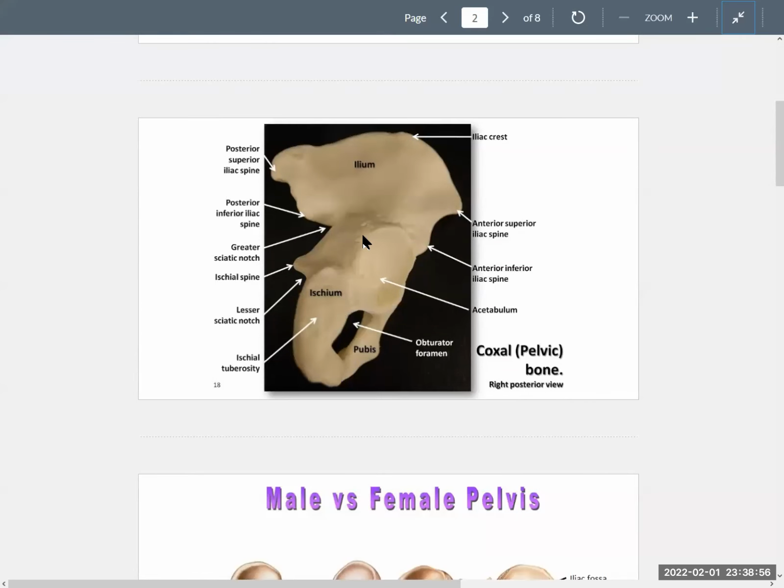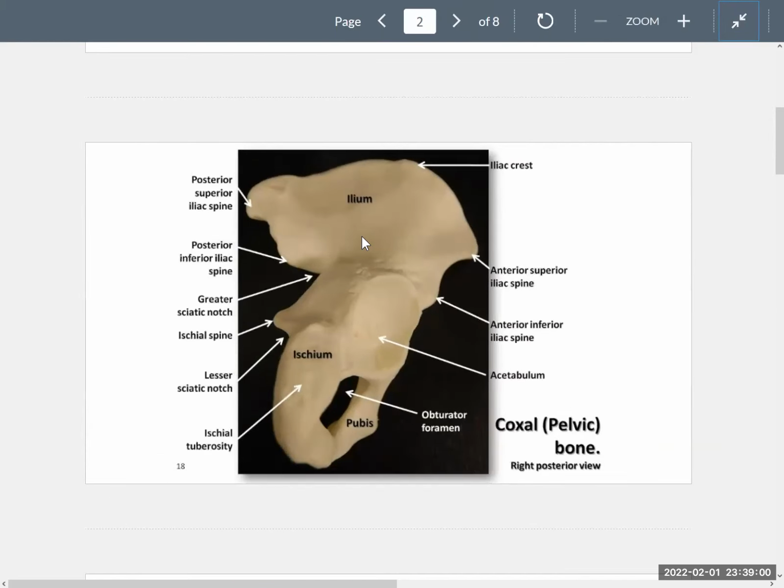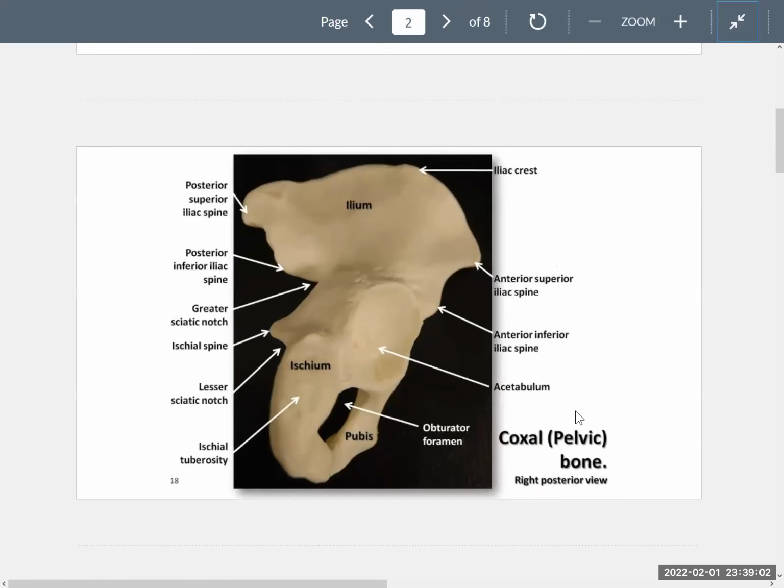This is sometimes called the coxal bone. That's not a good name for it. It's okay for us to talk about it as the coxal bone, here's the word here, but there's no such thing as the coxal bone. This is a fusion of 3 bones. The 3 bones of the ilium.